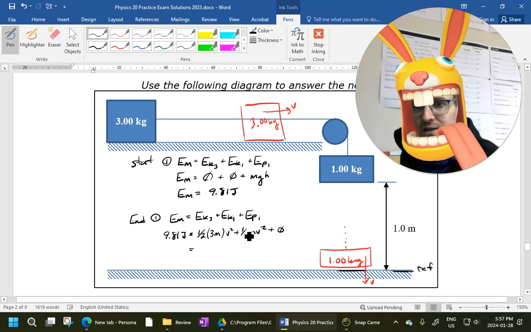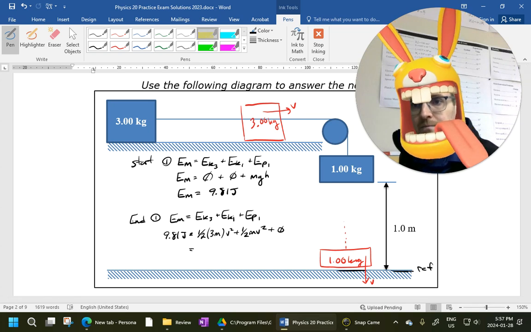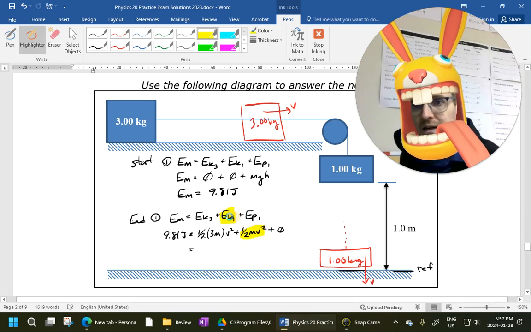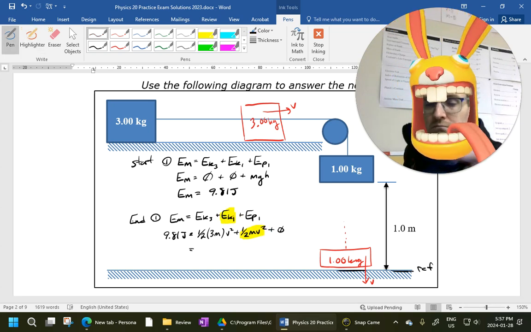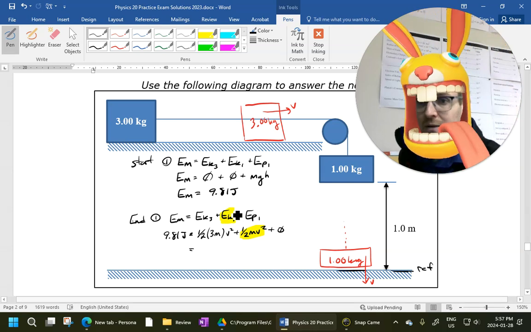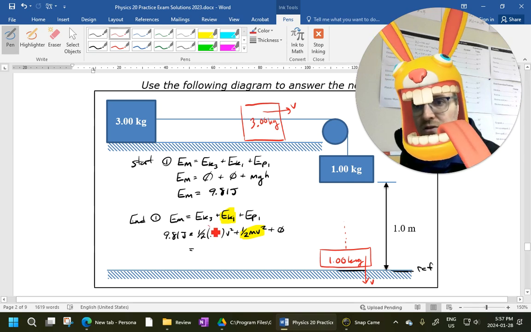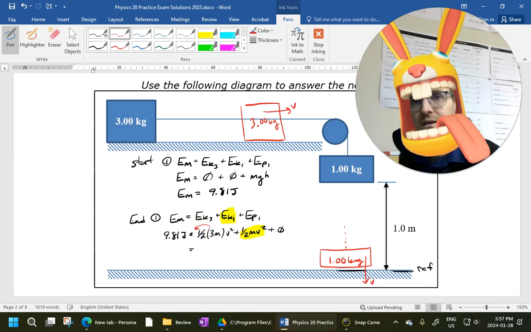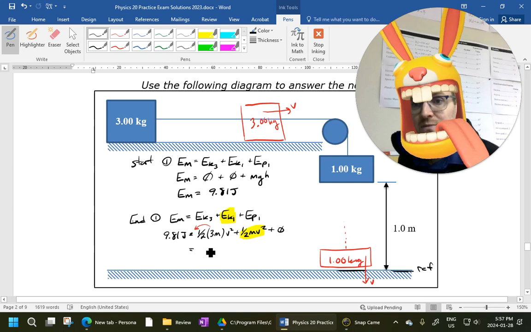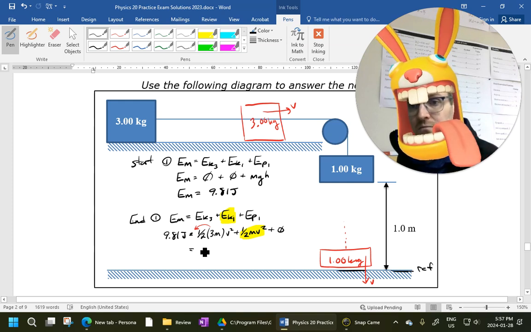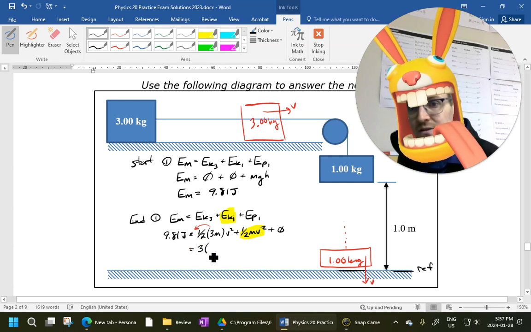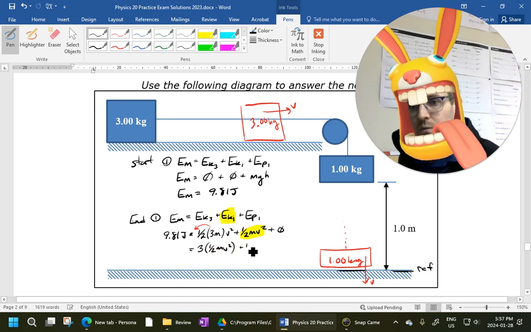What I'm going to do here, if you notice that 1/2 mv squared, that is the kinetic energy of that 1 kilogram block. And this other one is 3m. So if I move the 3 out to the front of this, you'll notice that this is just 3 times that, because I have 3 times the mass, which means I have 3 times the EK. So this is 3 times 1/2 mv squared plus a 1/2 mv squared.